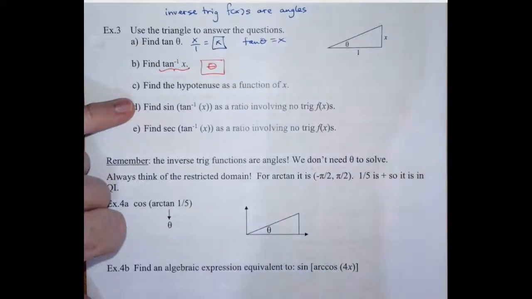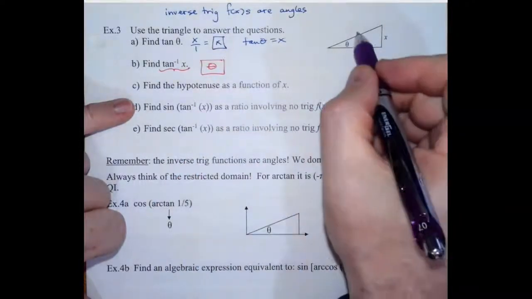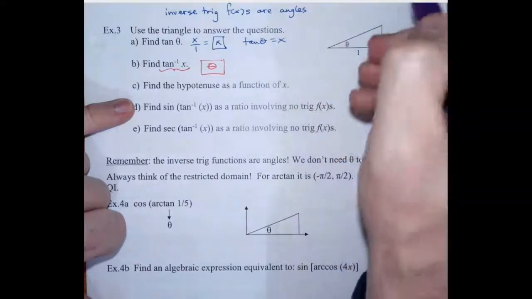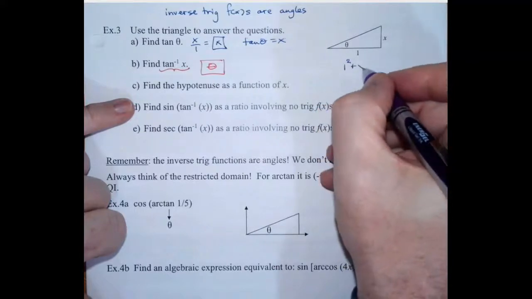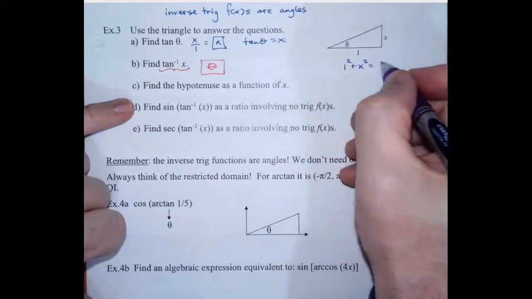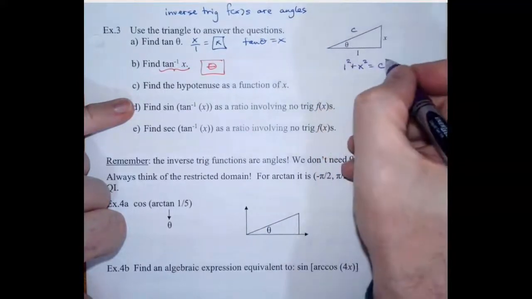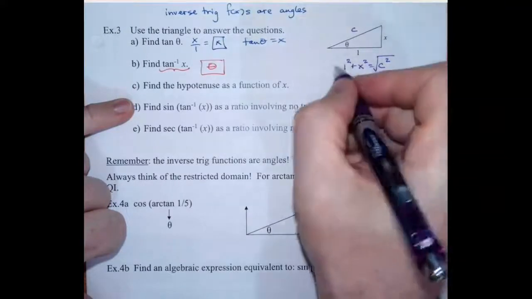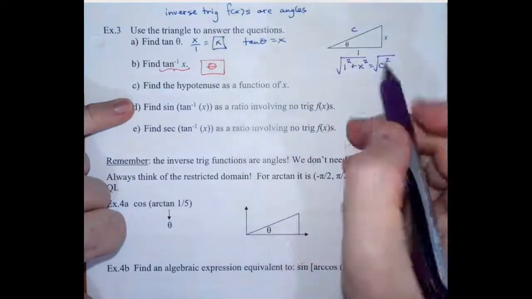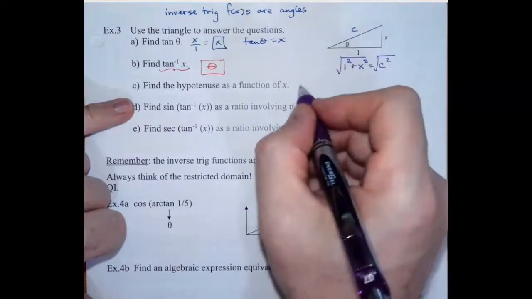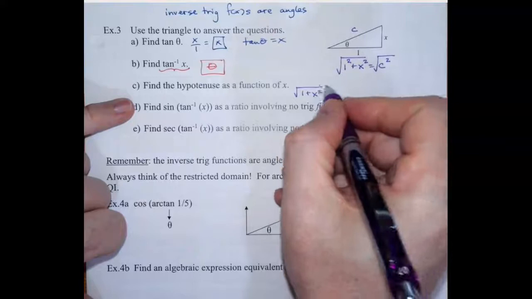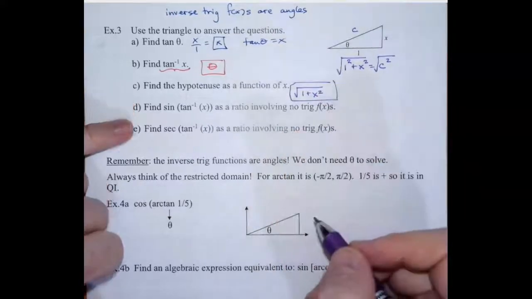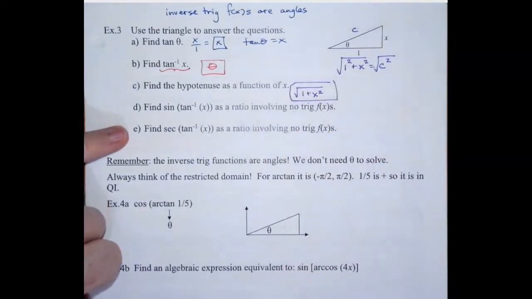Now it says find the hypotenuse as a function of x. So that's going to be the Pythagorean theorem. That's going to be a squared plus b squared equals c squared. But it said to find the hypotenuse in terms of x. So we're going to take the square root of both sides. So that's going to be right there. Alright.